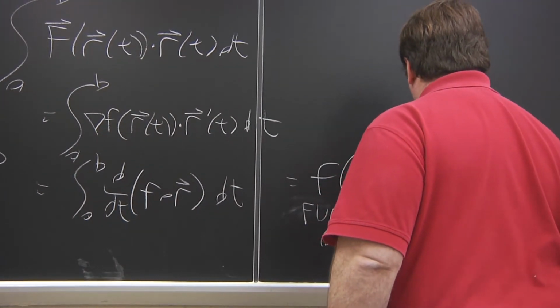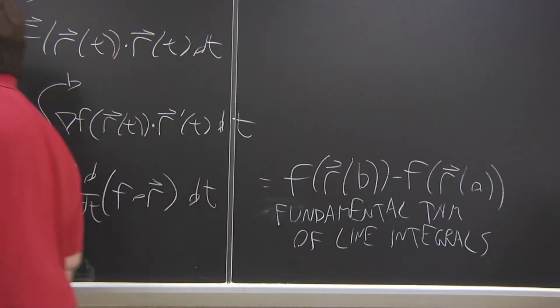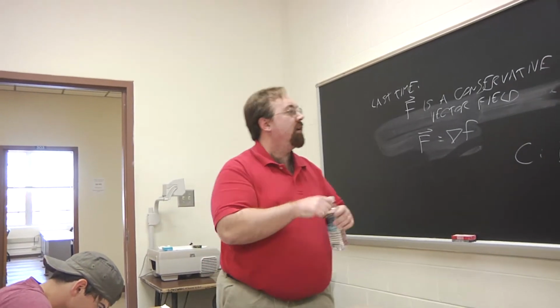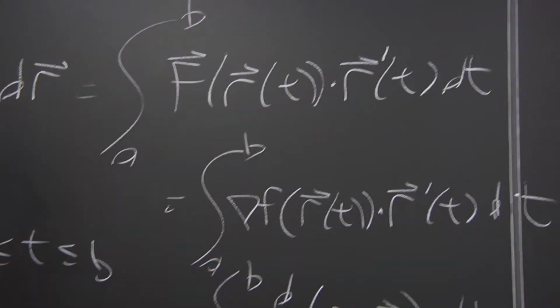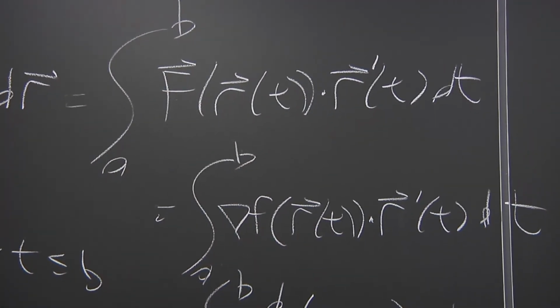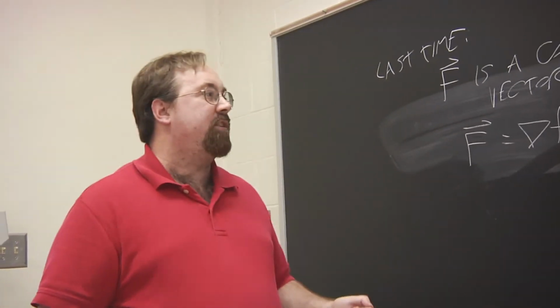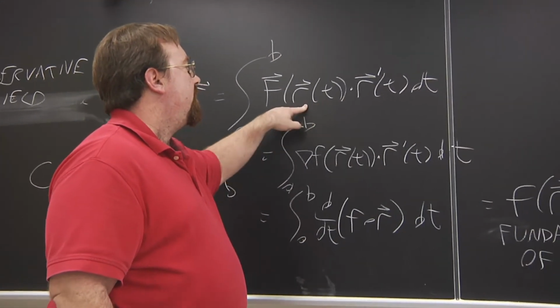In fact, if either big F or little f is a function of just one variable, then this is essentially the fundamental theorem of calculus. Oh, that should be a prime. Okay. So certainly, if we have a conservative vector field, this is a much easier way of evaluating the line integral than trying to evaluate it directly.